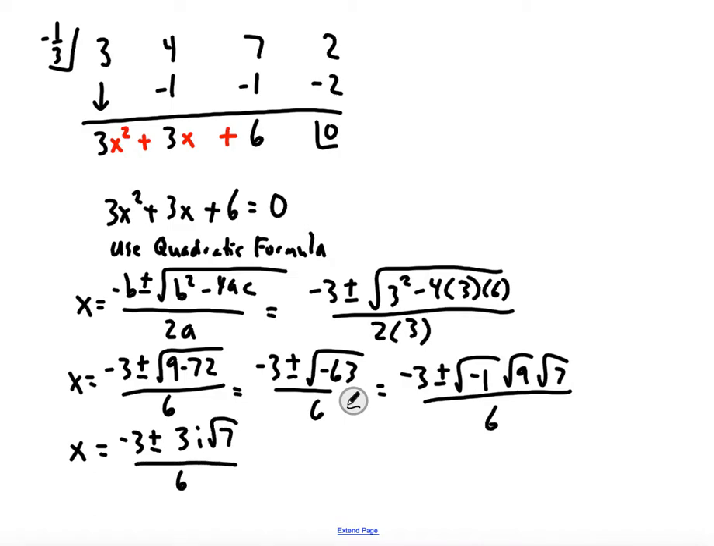All over 6. Now remember how we break these down. If the numbers on the outside are all divisible by the same number in all 3 spots, you can go ahead and reduce it down. So can you reduce that down? Yes, because 3 goes into each one of those. 3 goes into -3 -1 times, 3 goes into 3 once, and 3 goes into 6 twice.